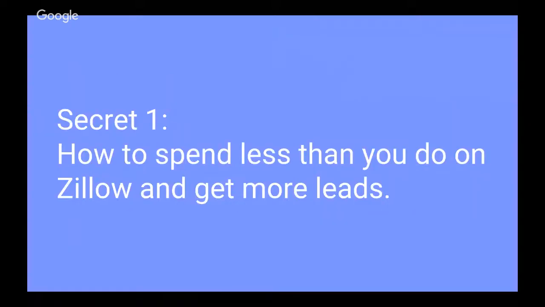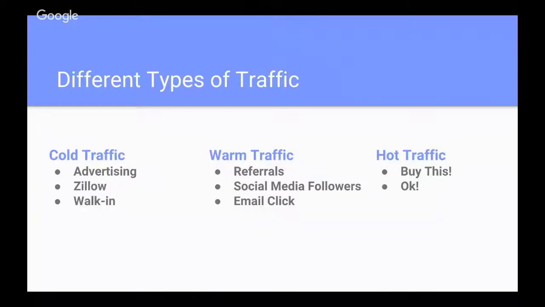This is basically how we're going to spend less than we do on Zillow and get more leads. We need to talk about different types of traffic. There's cold traffic, there's warm traffic, there's hot traffic. Cold traffic is advertising, so in the case of Facebook or Zillow, or somebody who walks into the office and you just happen to be the one on the floor. That's cold traffic. They don't know too much about you. They just know that you're a realtor.